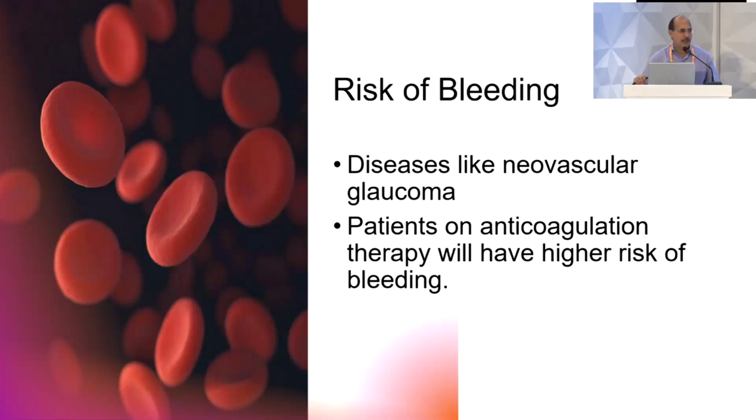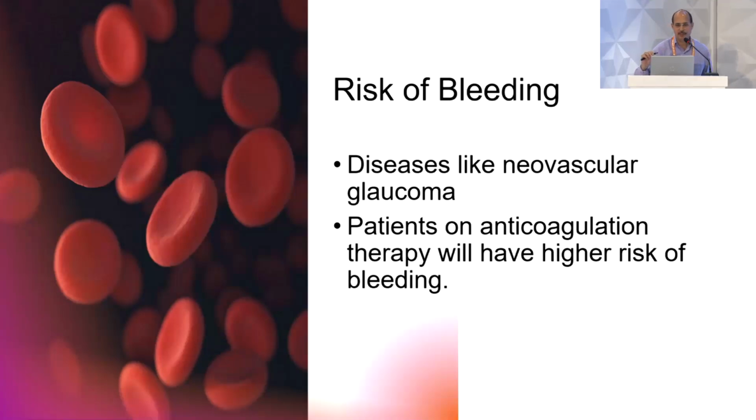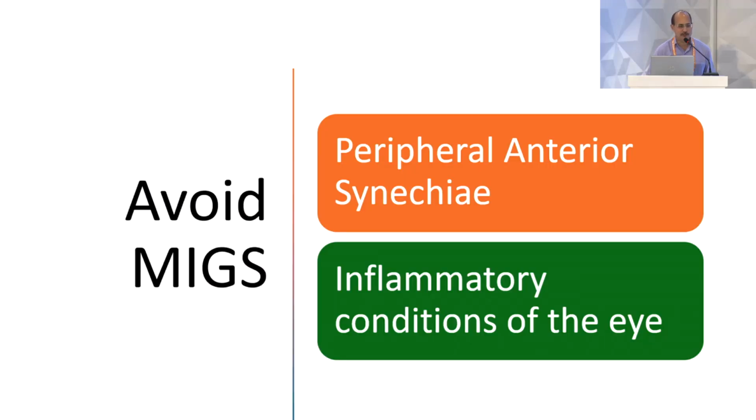Another thing you have to keep in mind is the risk of bleeding. If your patient has a higher risk of bleeding, you have to be careful in doing MIGS. Patients on long-term anticoagulation therapy, or with other hematological disorders with higher risk of bleeding, you have to avoid MIGS or control it nicely before doing MIGS. And also if you have neovascularization of the anterior segment, iris or angle, you can't do MIGS in those cases because there will be bleeding, which is the commonest complication with MIGS anyway.